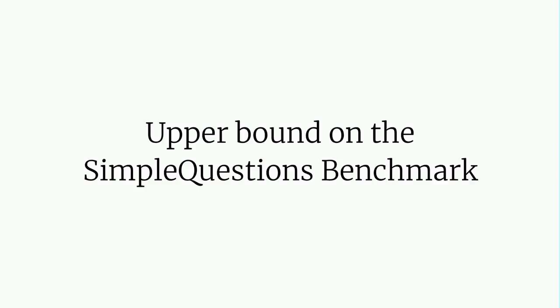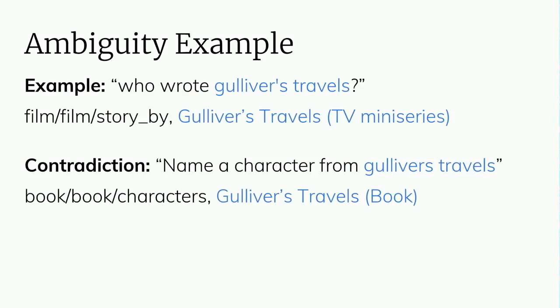Okay, so the first contribution is introducing an upper bound. What's really driving this work is that there are fundamental contradictions in the SimpleQuestions dataset. For example, "who wrote Gulliver's Travels" is referring to the TV miniseries Gulliver's Travels, while "name a character from Gulliver's Travels" is referring to the Gulliver's Travels book. This shows that the linguistic signal in these questions provides equal evidence for it being either a miniseries or a book in both cases. It's not clear.